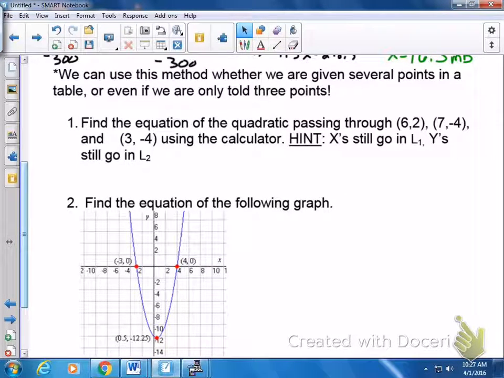Now, when we did the linear equations, you had to have 2 points. That was it. You can get any linear equation from 2. Well, when we're doing quadratics, that's the same, except we need 3 points. So as long as we have 3 points, we can get our quadratic equation. Number 1 says find the equation of the quadratic passing through (6, 2), (7, -4), and (3, -4). Use the calculator. You're going to put your x's in L1 and your y's in L2.